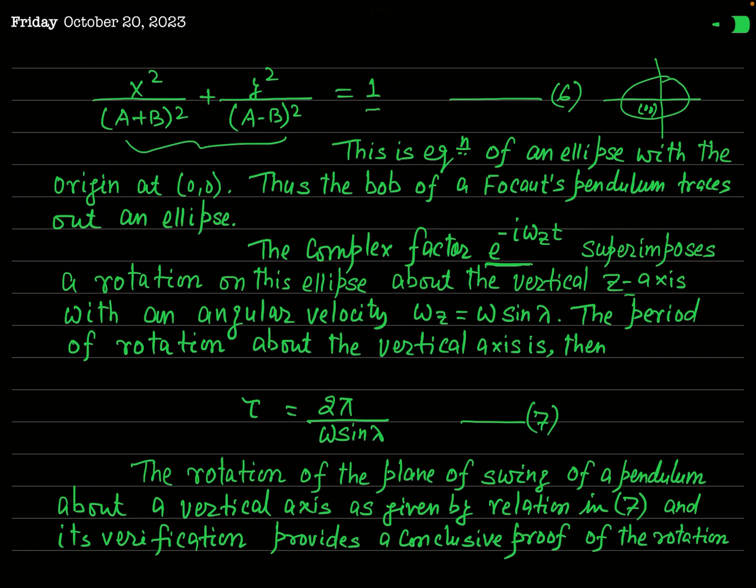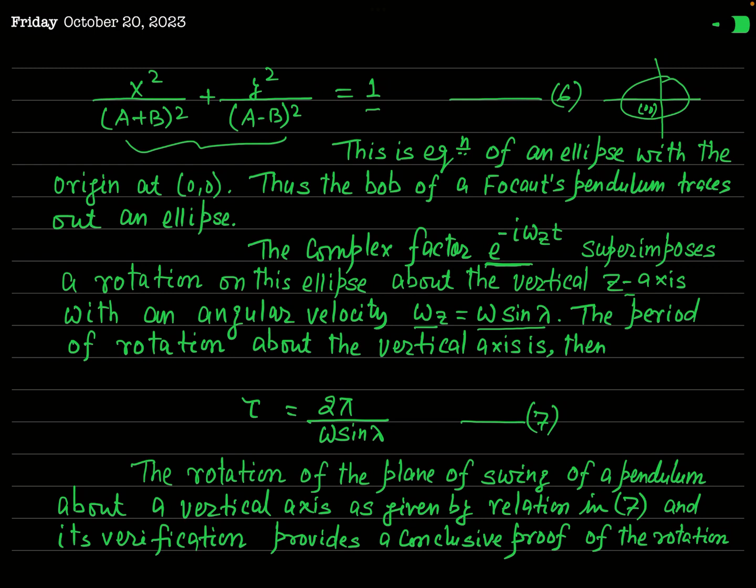And the rotation of this ellipse will take place with an angular velocity omega z, and you know omega z is equal to omega sine lambda. This is actually the vertical component of the angular velocity of the earth. Okay. So if you want to find the period of this rotation about the vertical axis, when we divide 2 pi by the angular velocity, then we get the time period.